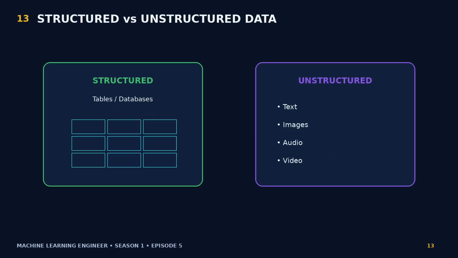Another important distinction is structured versus unstructured data. Structured data fits naturally into rows and columns. Traditional relational databases are a common example. Unstructured data doesn't naturally fit into a simple table. Text, images, audio, and videos are examples.